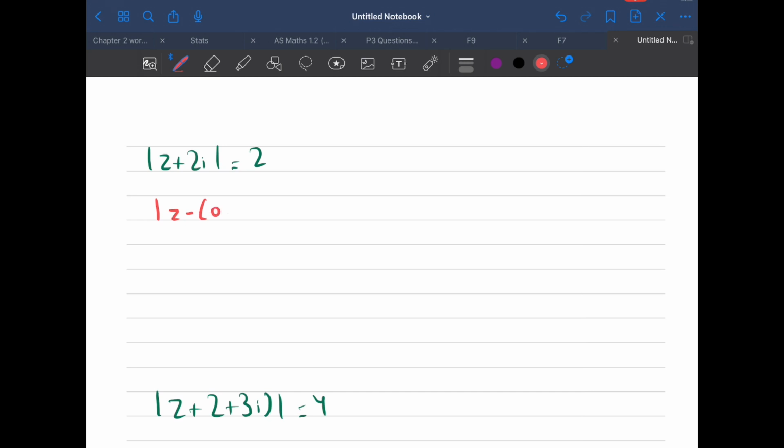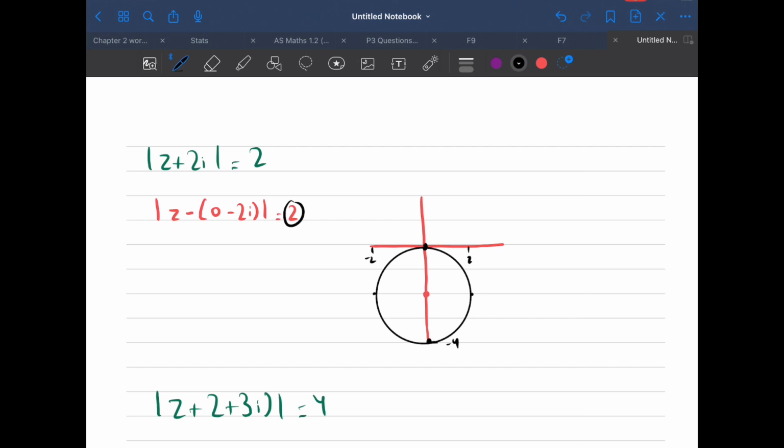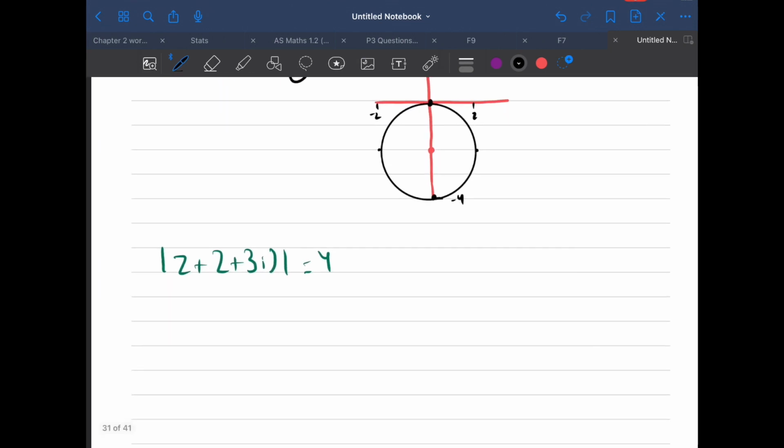Now, can I write it like this? |z minus (0 minus 2i)|. That means it's going to lie here, 0 and minus 2. Now, my radius is 2. Two up, two down, two this side, two this side. So let's make a circle. So this is positive 2, this is negative 2, this is negative 4. Do you get this? Let's practice more.